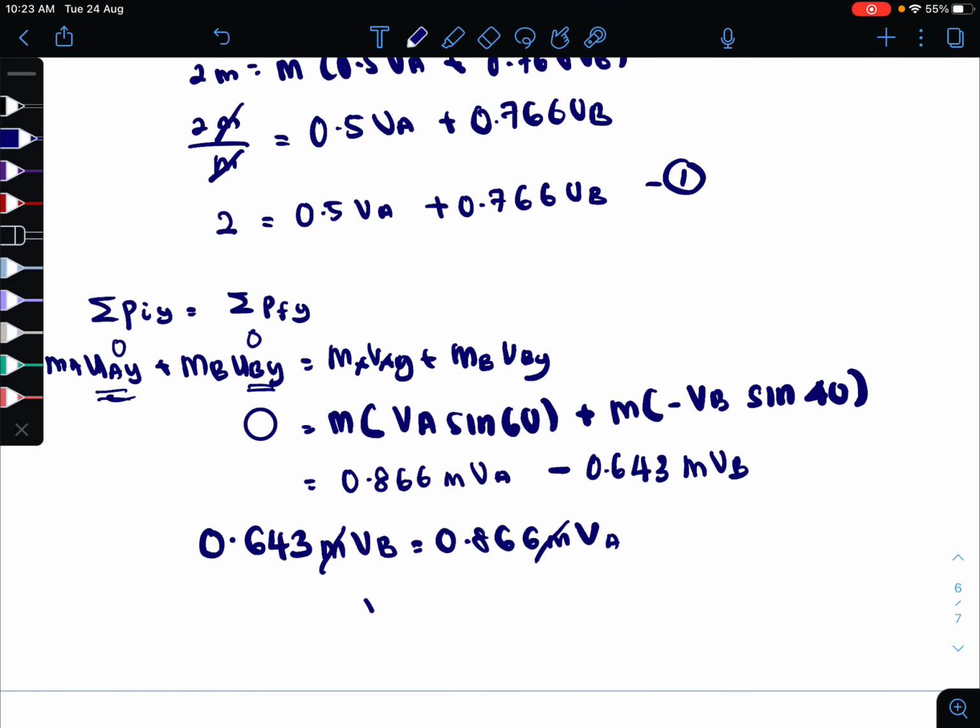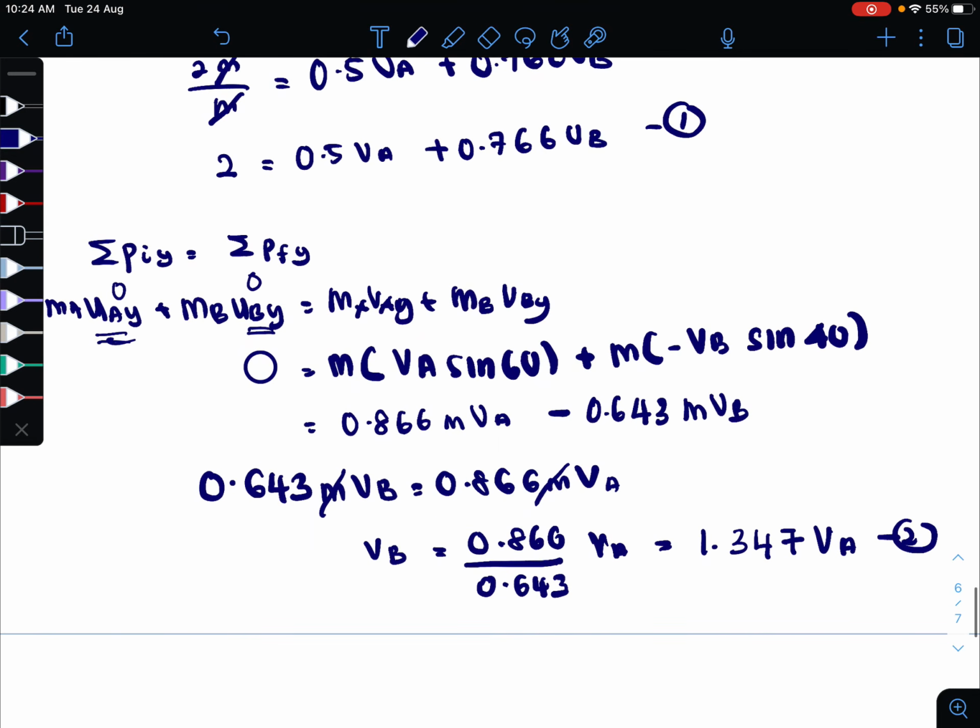So jadikan salah satu subjek. Let's say I let VB as a subject. 0.866 divide with 0.643 bahagi VA. This one you can actually press your calculator. 0.866 divide with 0.643. Kita akan dapat 1.347 VA. So the value of VB is 1.347 in terms of VA.